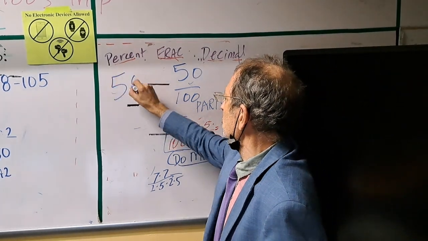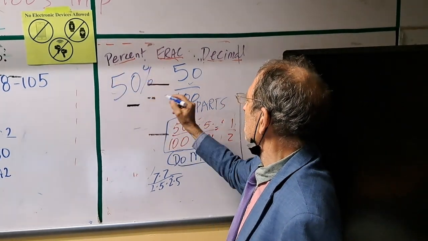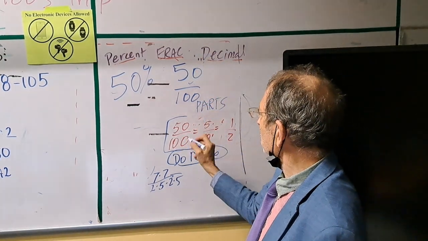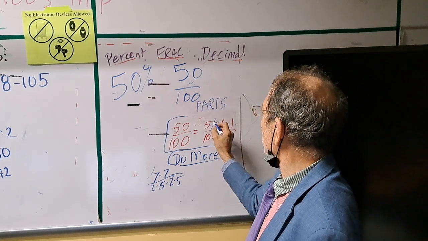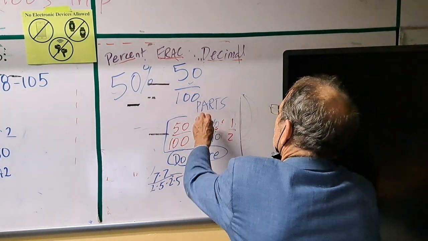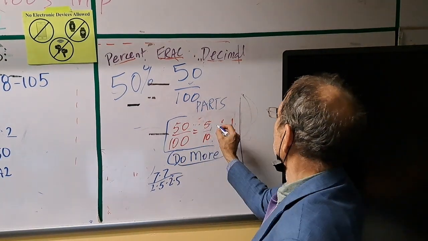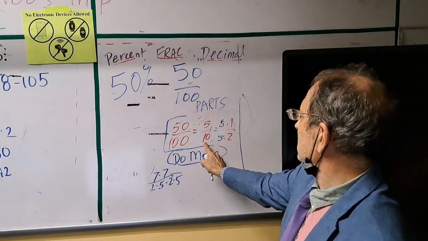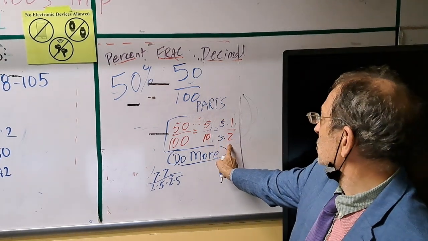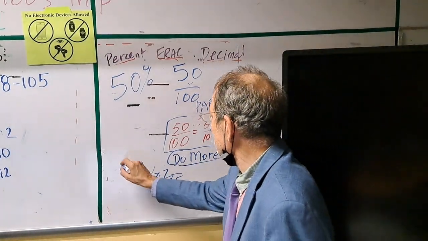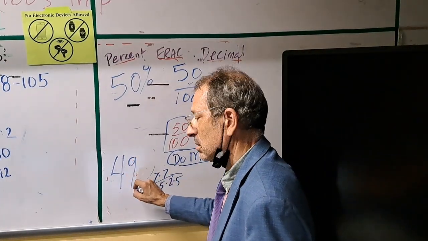See, when you're doing 50%, it's like 50 out of 100 parts. Now, 50 over 100 is like 5 times 10. The 100 is like 10 times 10. So we can kill those. And then the 5 is like 5 times 1, and the 10 is like 5 times 2. And again, we did more. So what happens if it's 49%?